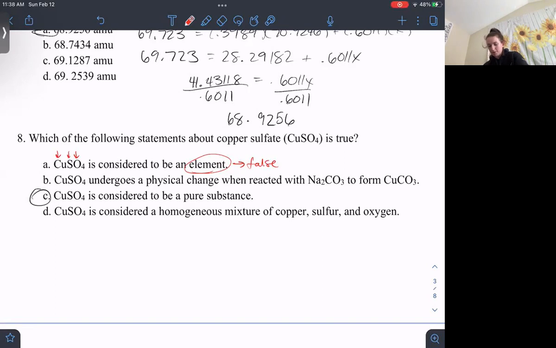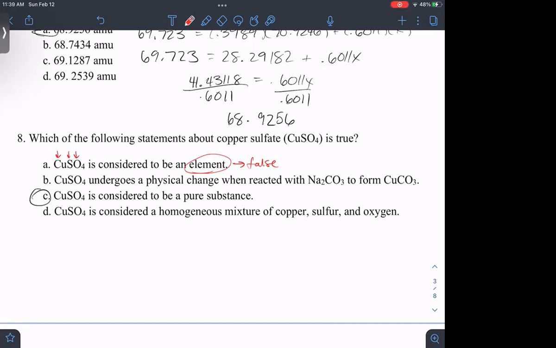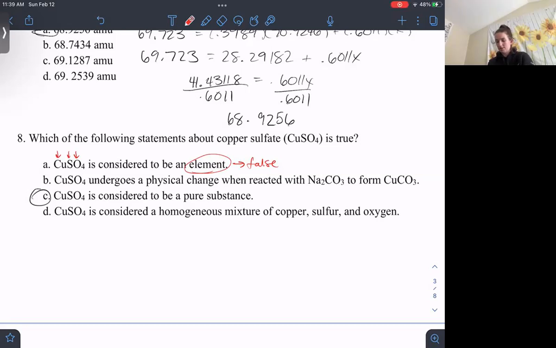Okay, so for B, we have copper sulfate undergoes a physical change when reacted with sodium carbonate to form copper carbonate. What's wrong about this one? Physical. That'd be a chemical reaction. So I heard the chemical, and that it's not balanced. I like that it's not balanced too. I think this is supposed to say copper sulfate, but it doesn't matter. But in any case, the problem here is that it's not a physical reaction, it is a chemical reaction.